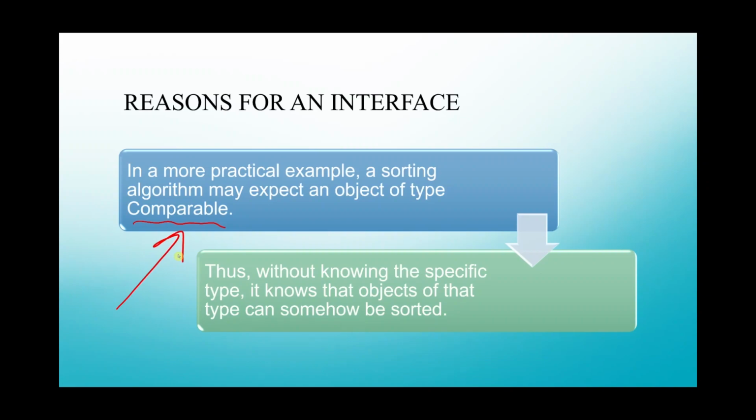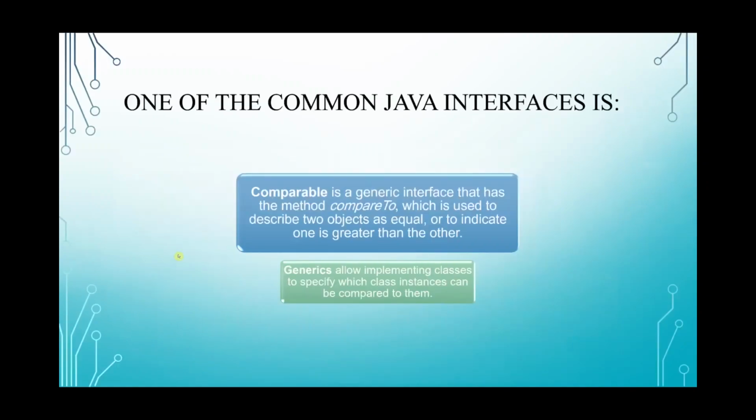Having them as comparable means if you have a comparable interface that would provide a compareTo method, then your objects, if their blueprint, the class they belong to, implements comparable, those objects could be compared to each other. So without knowing the specific type, it knows that objects of that type can somehow be sorted. And this is what we are creating.